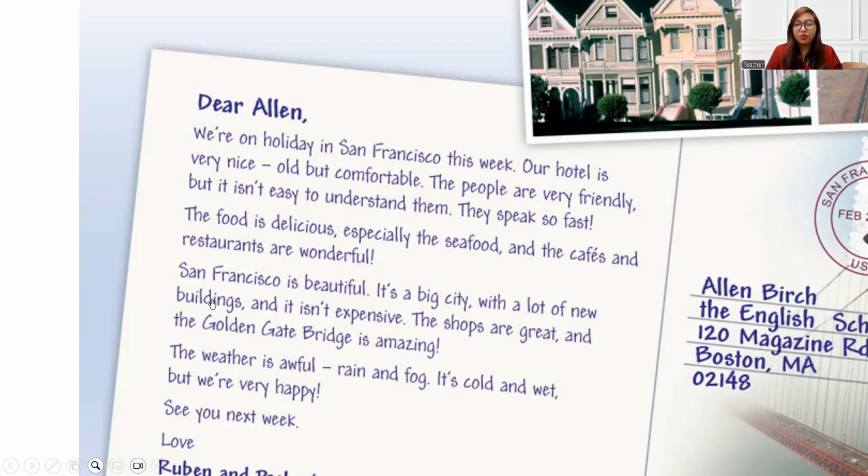In the third paragraph, the writer talks about the place, the city. San Francisco is beautiful. It's a big city with a lot of new buildings, and it isn't expensive. Four adjectives to mention the place. See? The writer describes San Francisco using beautiful, big, city with new buildings, and not expensive. All right. After mentioning the city, you can also talk about the shops.